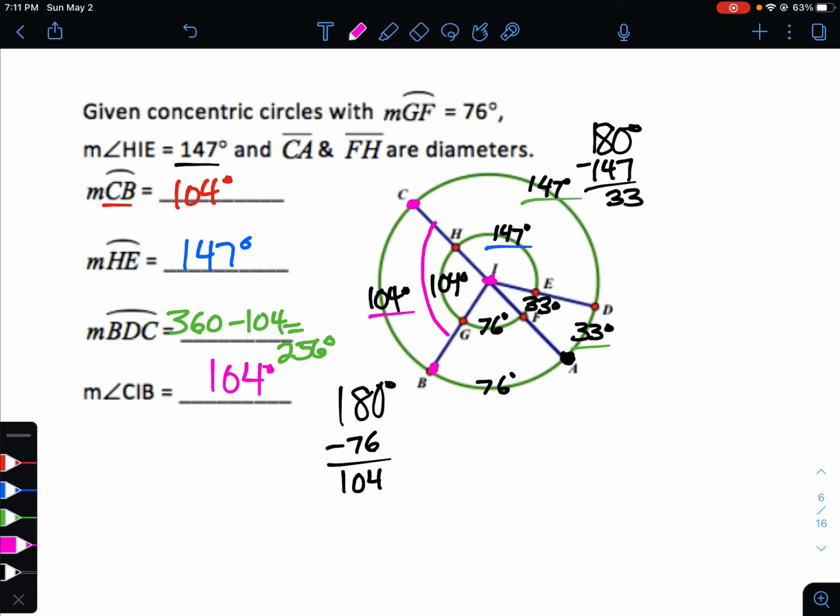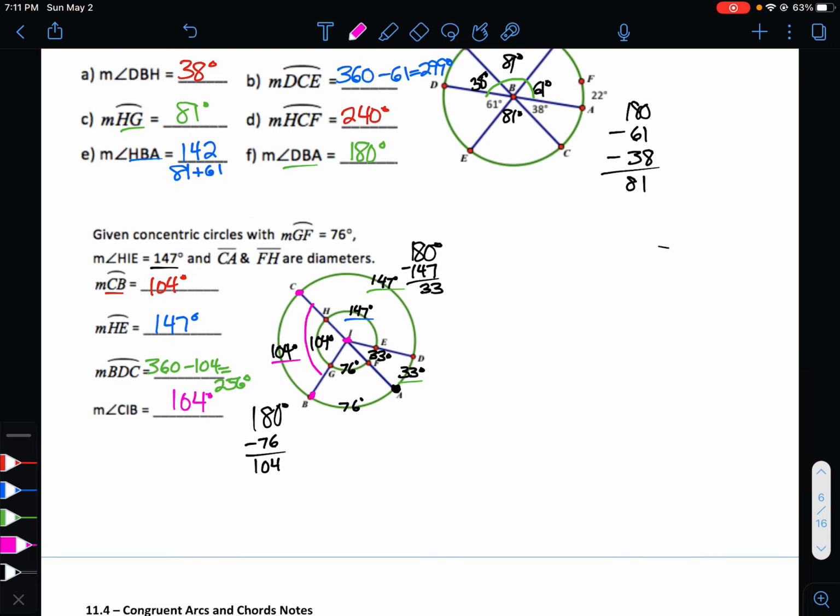And it looks like that's going to be it. So hopefully that makes sense. Again, arcs and measures of arcs are pretty easy as long as you remember those rules for angles that we talked about way back when.